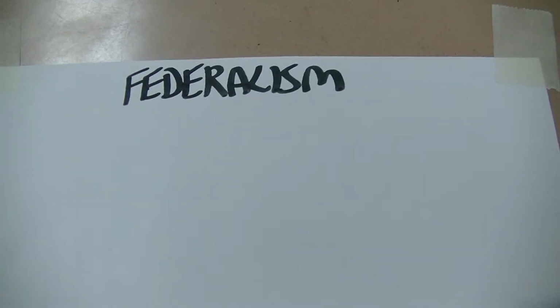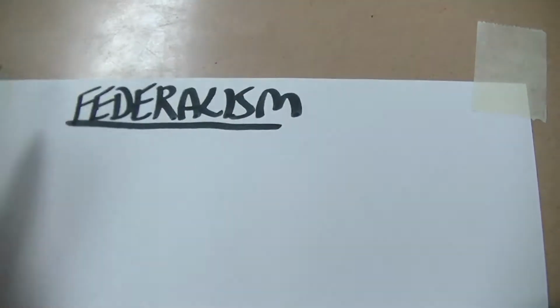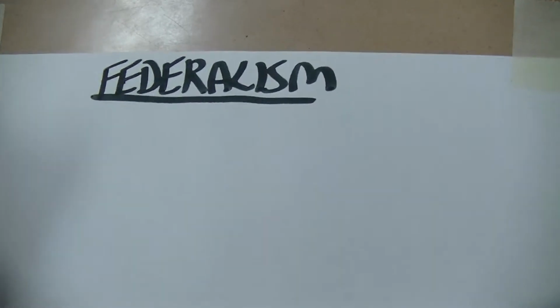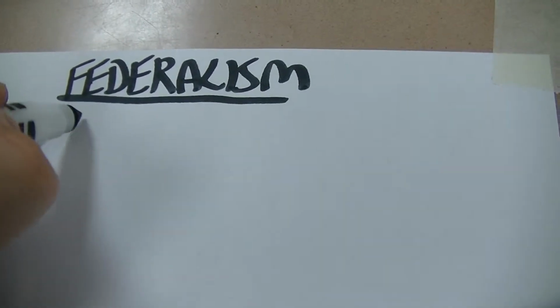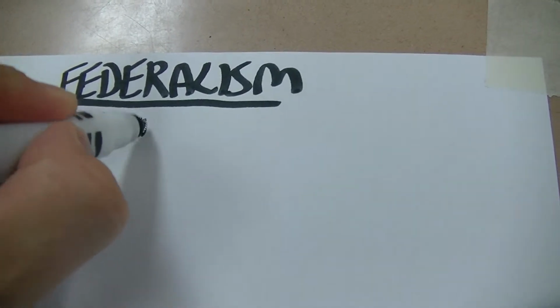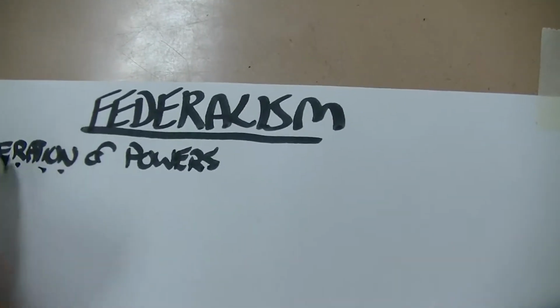All right. Federalism is our word. Federalism. Okay? And basically what this encompasses is dividing up our government. Dividing the government, or I'll write this in here. A couple of definitions. We'd call it the separation of powers. That's dividing, separation of powers.